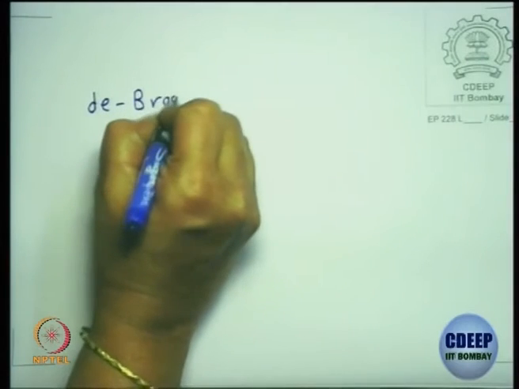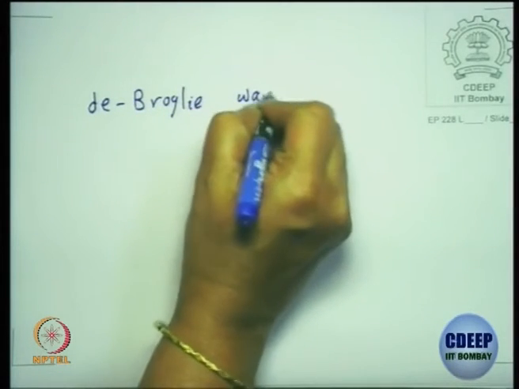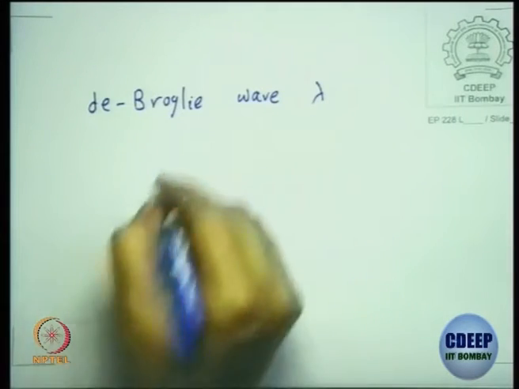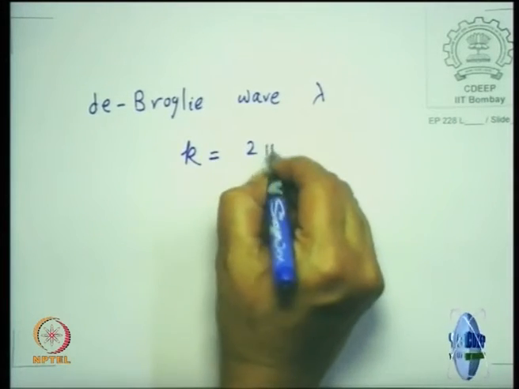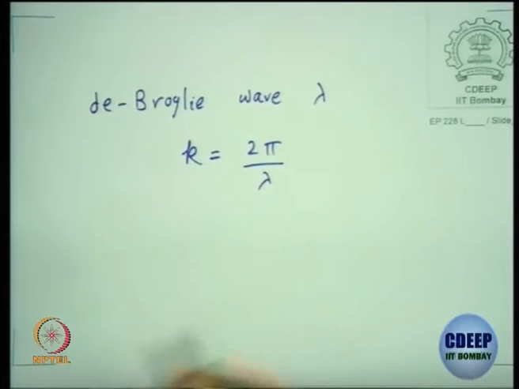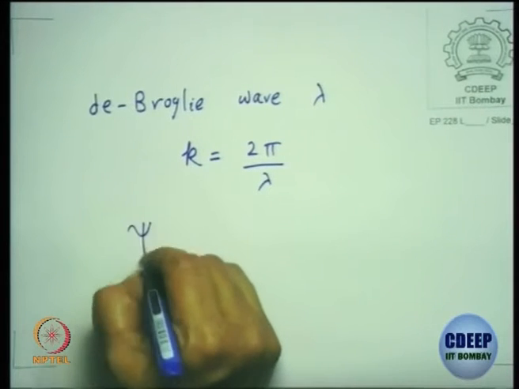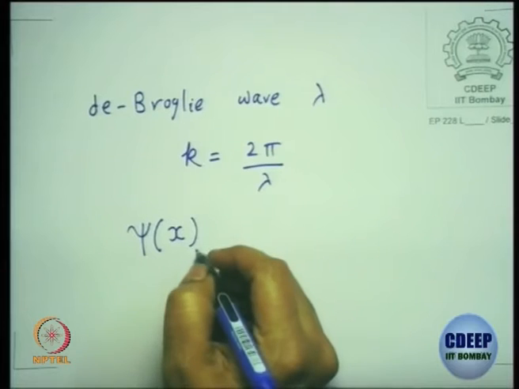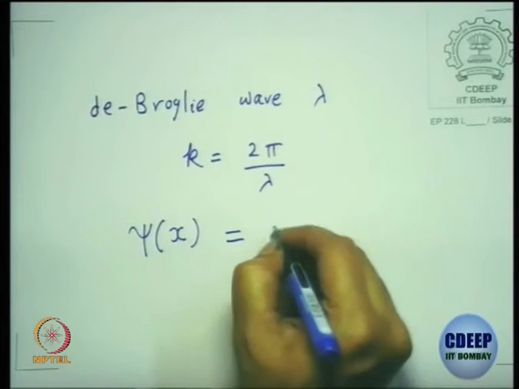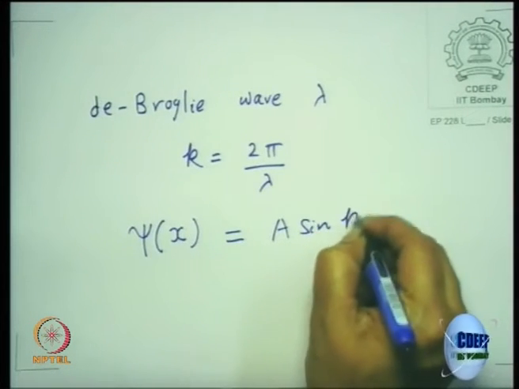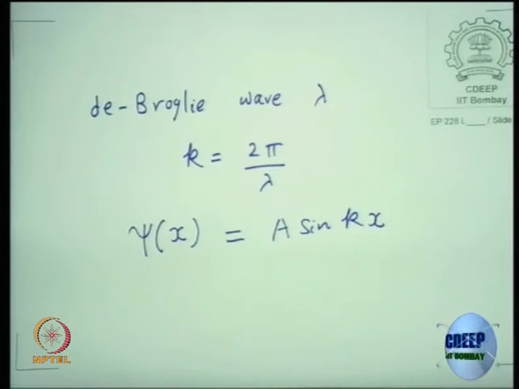In the context of quantum physics, let me explain and motivate how you can see a Fourier transform. If you have a de Broglie wave of wavelength lambda, which means you can write the wave number as 2 pi by lambda, then you could write the wave function for this de Broglie wave as sin kx. This I am sure all of you have seen.